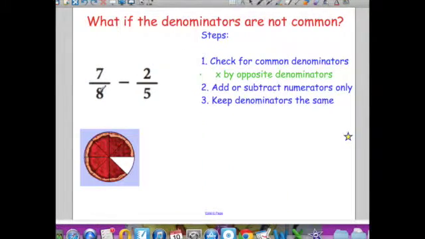We have 7/8 minus 2/5. So now we're looking into subtraction. Down here I have 7/8 for you, but there's really no way to take or eat 2/5 of this pizza here. It's not split correctly. So once again, we're going to multiply by those opposite denominators. I'm going to bring my 5.